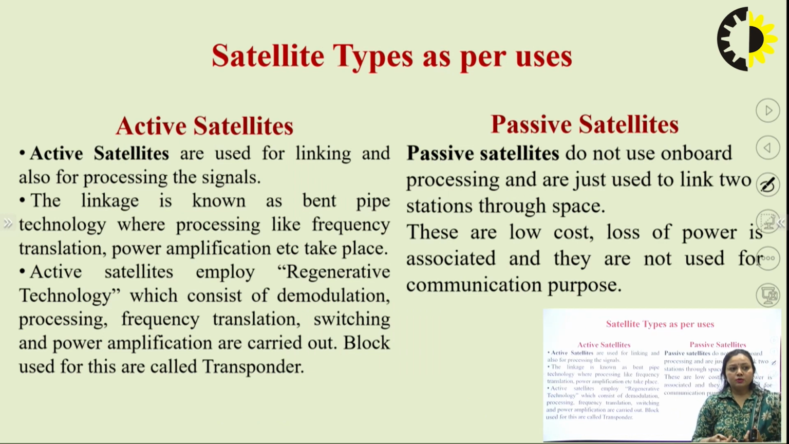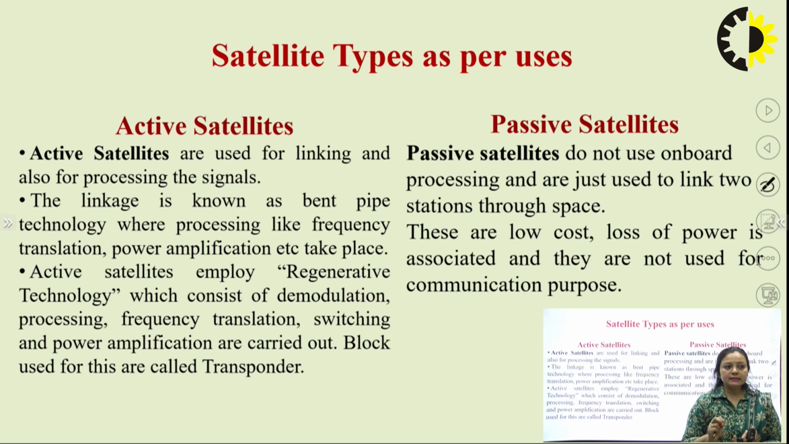Then as per their uses, we can have active or passive satellites. An active satellite is used for linking and also for processing the signal. I have sent a signal upwards, and the satellite has captured that signal. It has linked two earth stations on the ground, and it is also processing that signal. Once the satellite has received the signal, it will regenerate and amplify the signal, and then forward it downwards.